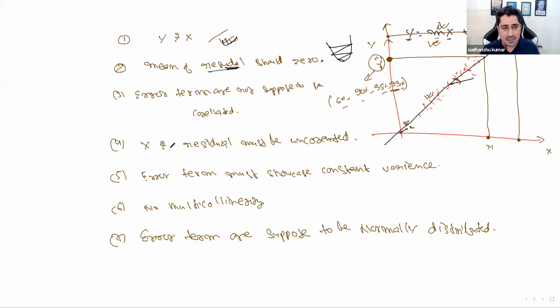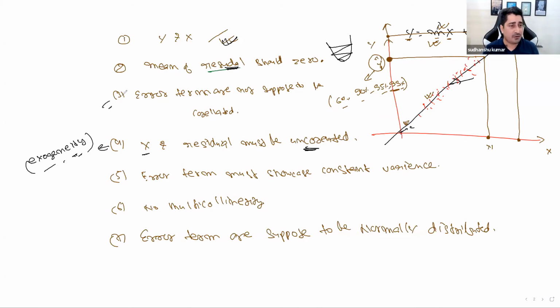Here I have mentioned that X and residual must be uncorrelated. This point is called exogeneity. It has a special name, and you have to remember this term. If in an interview someone asks you what exogeneity is, it is nothing but that there is no relationship between my independent variable, which is X, and my residual. That phenomenon is called exogeneity, so it is not supposed to be correlated.